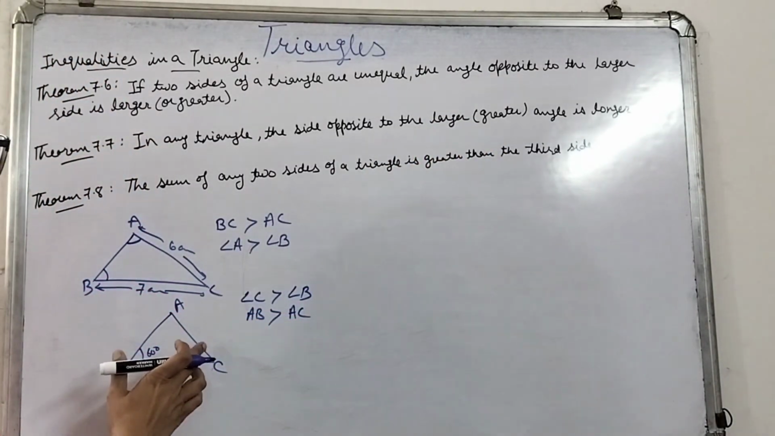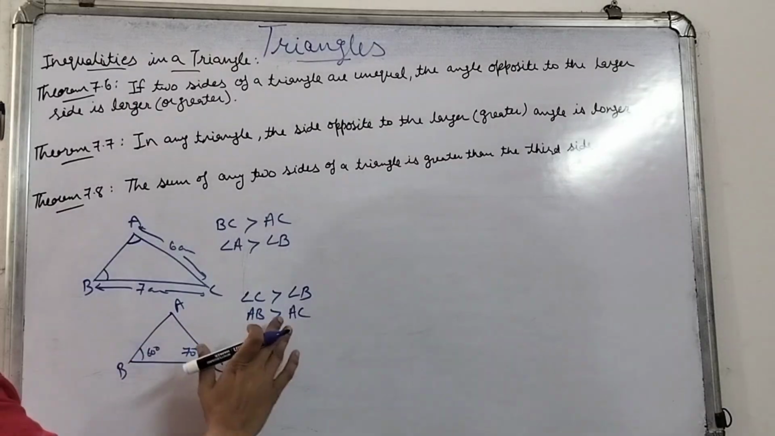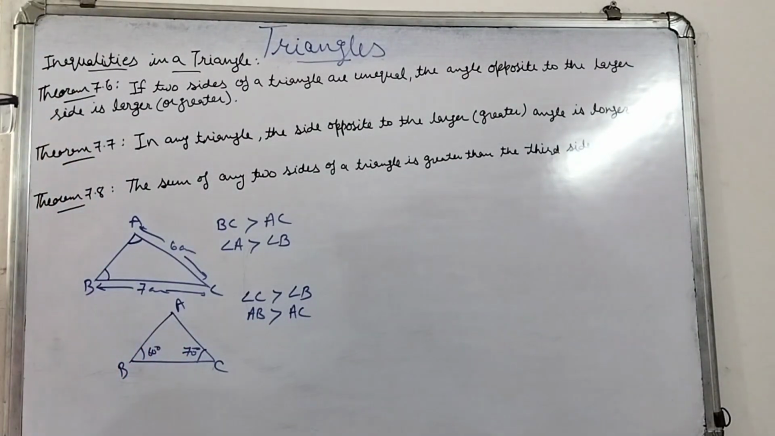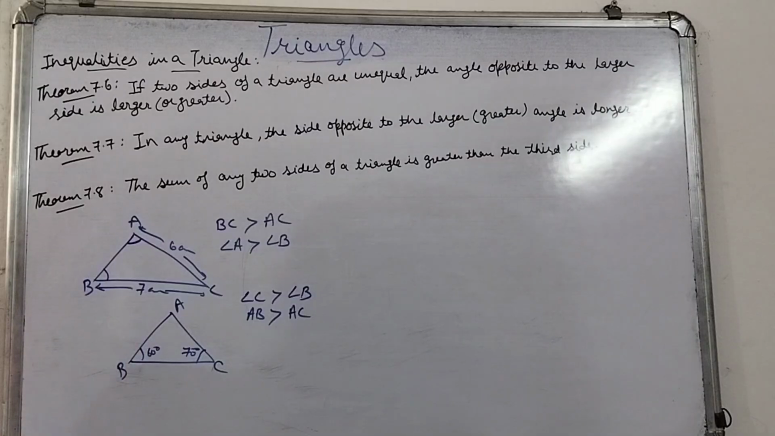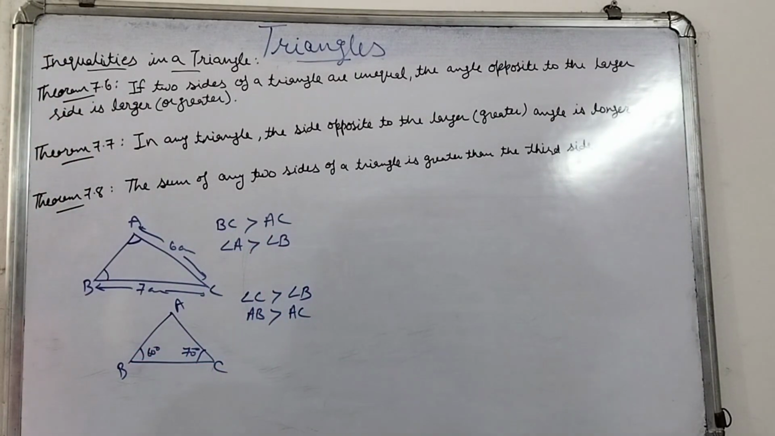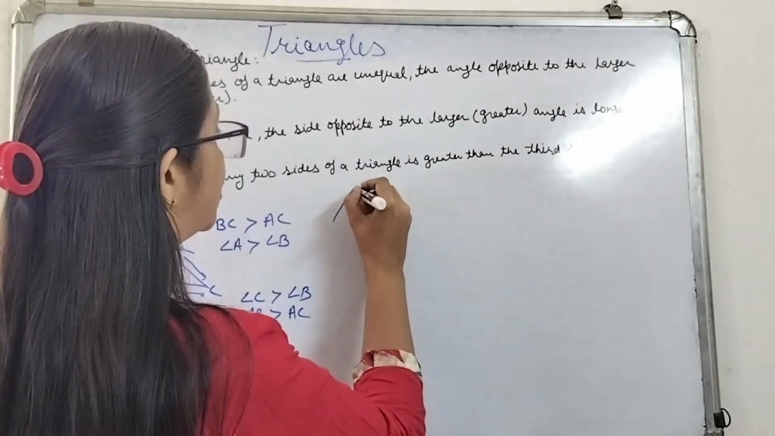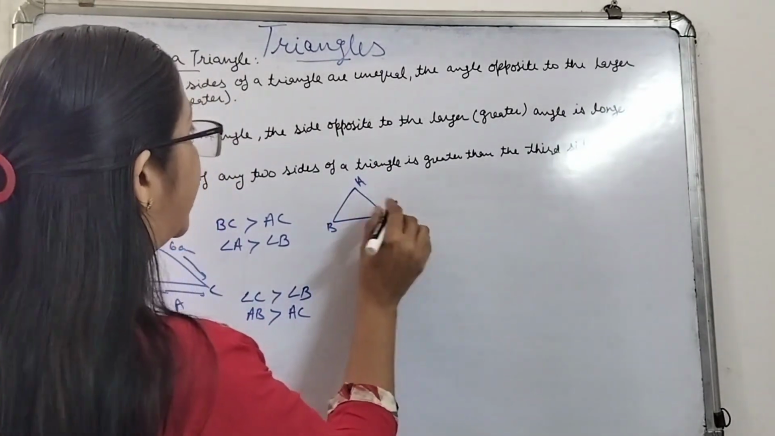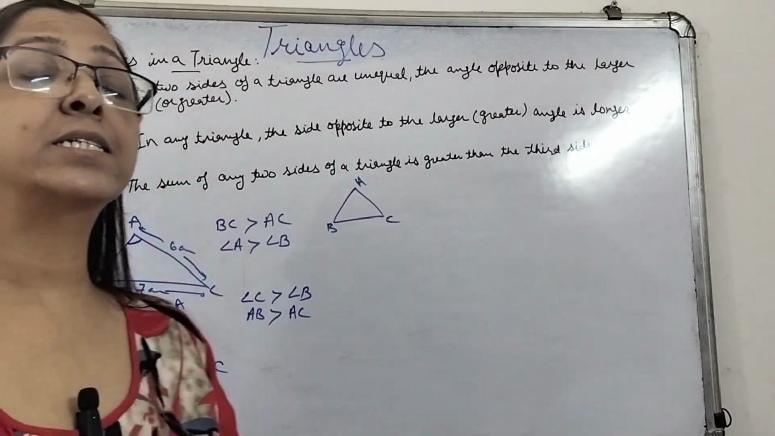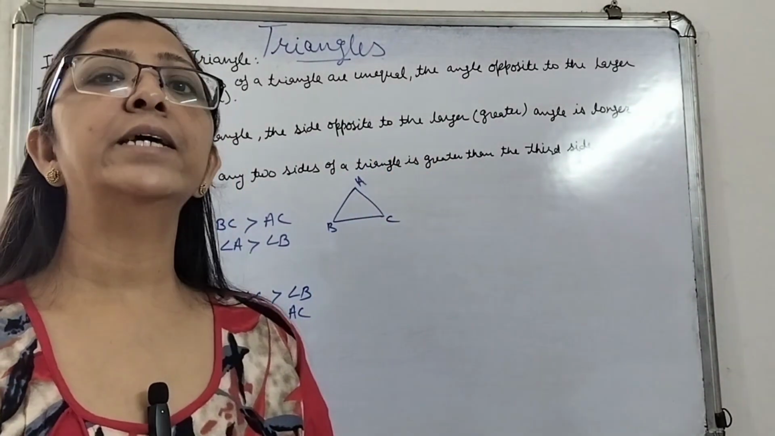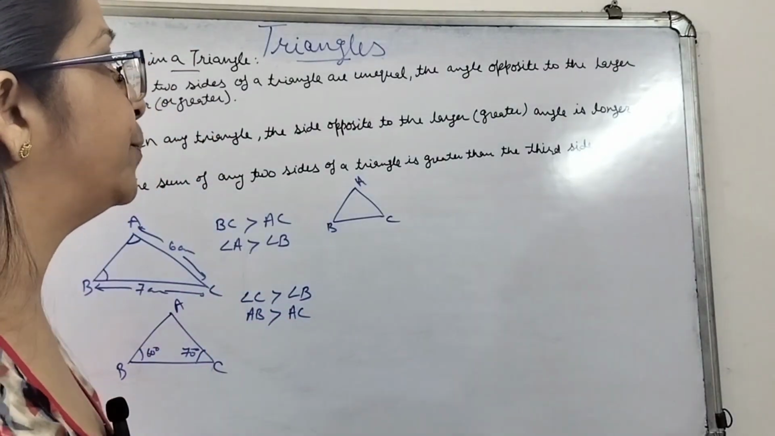So the side opposite to the larger angle will be longer than the side opposite to the smaller angle. Then theorem 7.8: the sum of any two sides of a triangle is greater than the third side. So we can construct a triangle, if this is your ABC, if the sum of any two sides is greater than the third side. If this condition is fulfilled, then only we can construct a triangle.